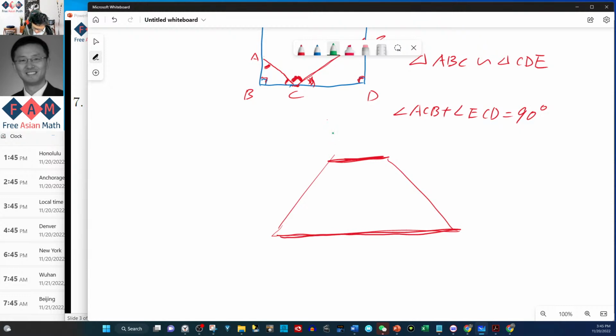Whenever you connect the two diagonals, you immediately get a pair of similar triangles. That came from the fact that in the trapezoid, the base and the top, the two lines are parallel to each other. And we know parallel lines generate a lot of congruent angles. Therefore, this angle is congruent to this angle, and this angle is congruent to this angle. Of course, the other pair are vertical angles, so they are congruent. So immediately you get a pair of similar triangles.